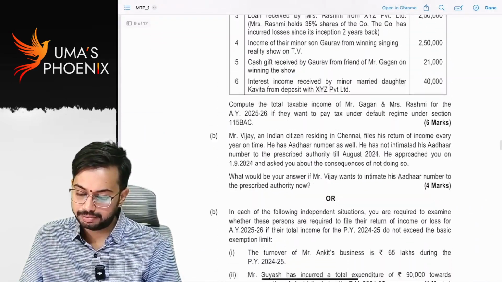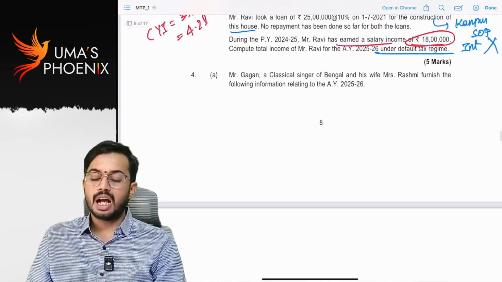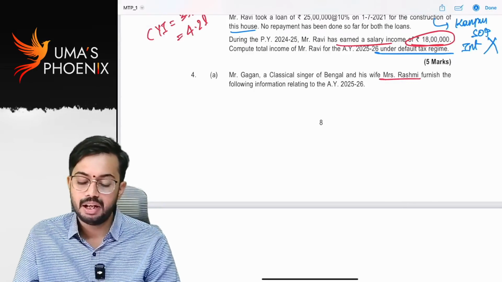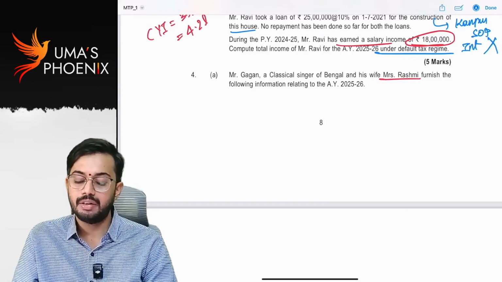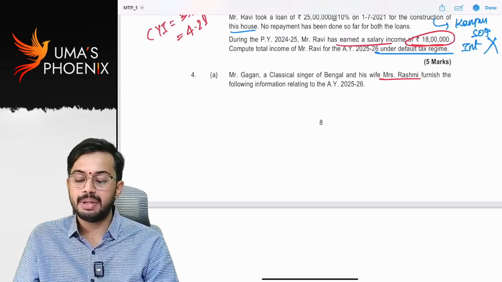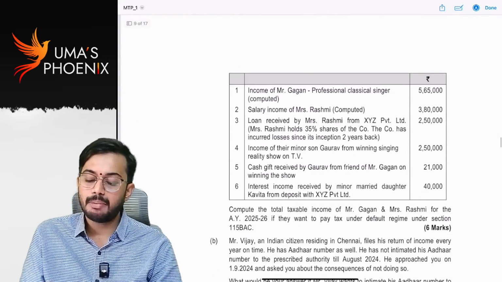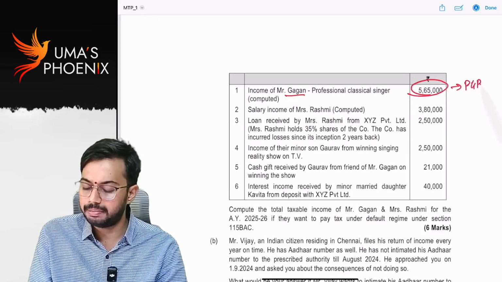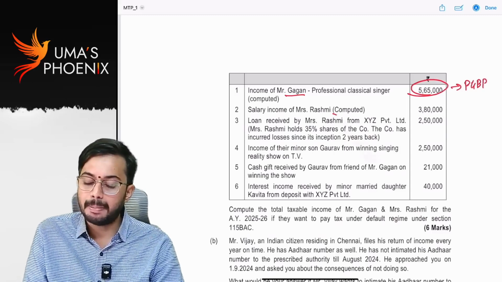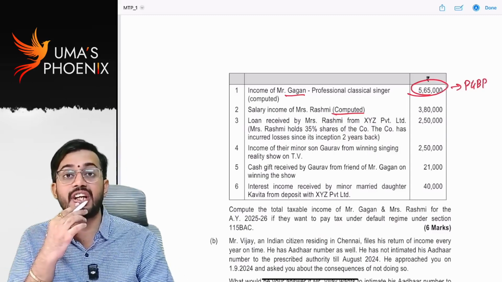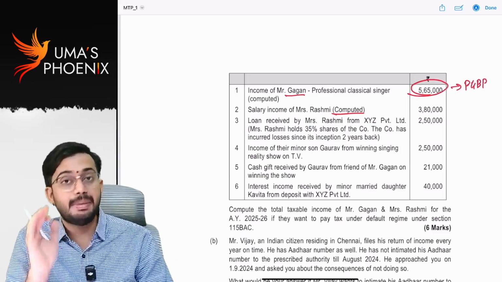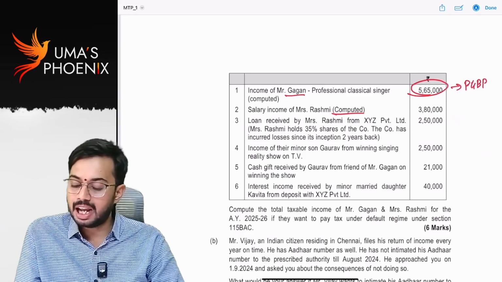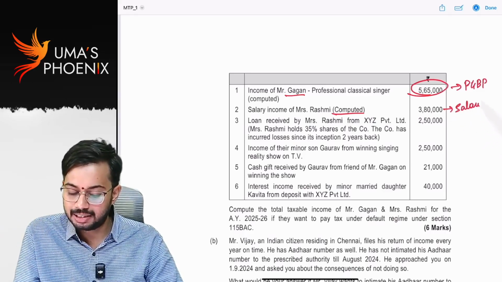Next, fourth one. Mr. Gagan, a classical singer of Bengal, and his wife Mrs. Reshmi furnished the following information relating to assessment year 25-26. Income of Gagan, professional classical singer. This is taxable under PGBP. Salary income computed means what? After claiming standard deduction. Whenever computed is given, it means after standard deduction net salary income. Okay. 3,80,000. This is taxable under salaries.